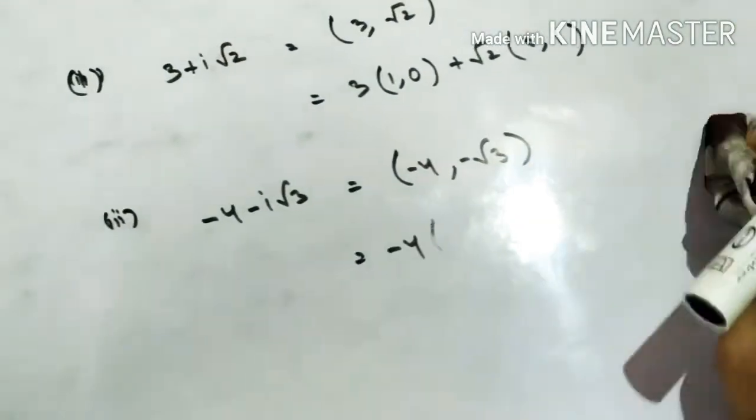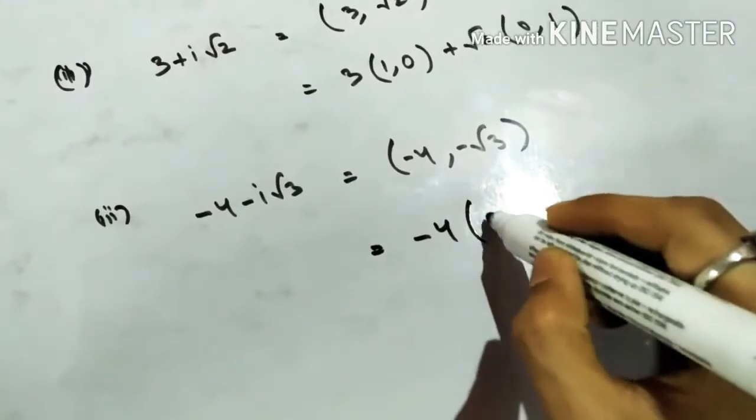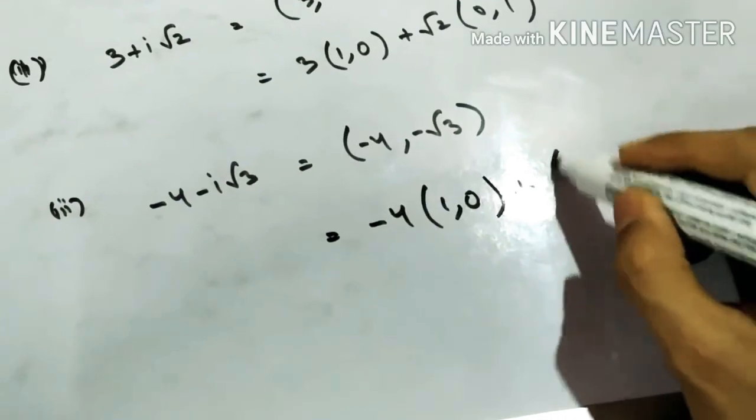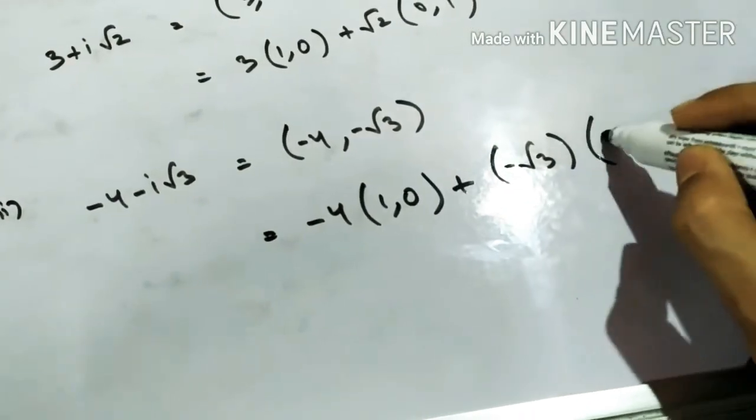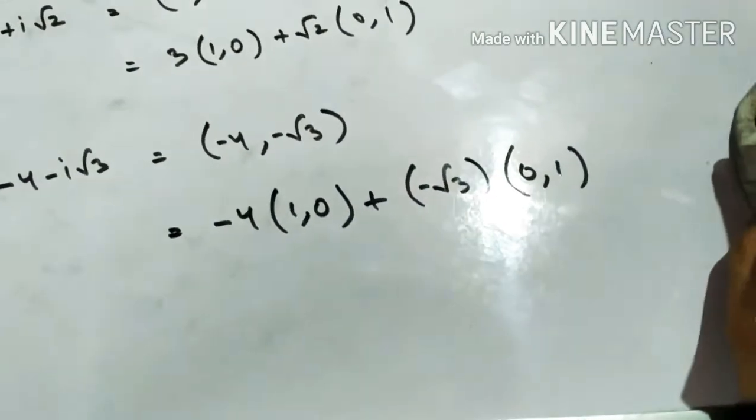Let me write this properly. This I can write as minus 4, 1 comma 0, plus minus root 3, 0 comma 1.